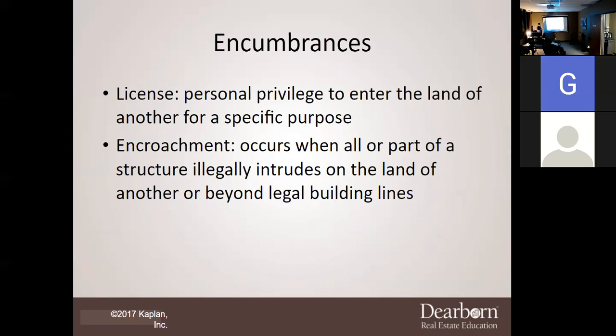Now, an encroachment occurs when all or part of a structure illegally intrudes on the land of another or beyond the legal building lines, okay? So in this situation, say, for example, Wyatt likes to play basketball. And so how his parking is done, he basically puts his hoop so that people can play over on my side of the parking lot. So he turns the entire parking lot, from mine and his, into one space, and he's basically encroaching on my rights. Because the fact is he's put something there that shouldn't be there, okay? He can use his spot, but he's intruding on my rights.